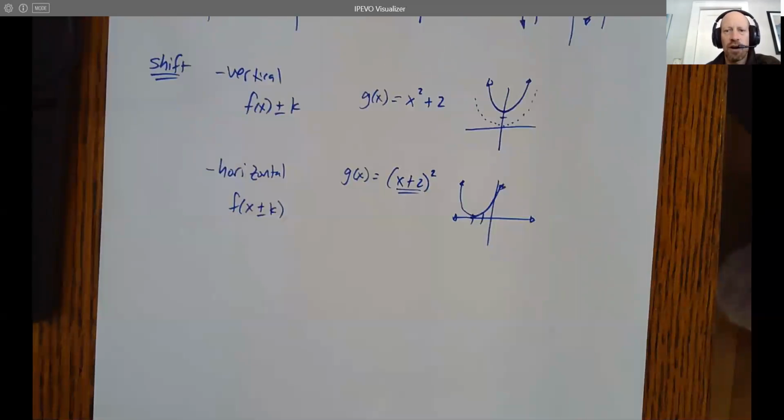Questions about those so far? I could have done them with any function. They didn't have to be the squared functions. They could have been the cube root or the cubed or any of those functions. Any questions? Okay.